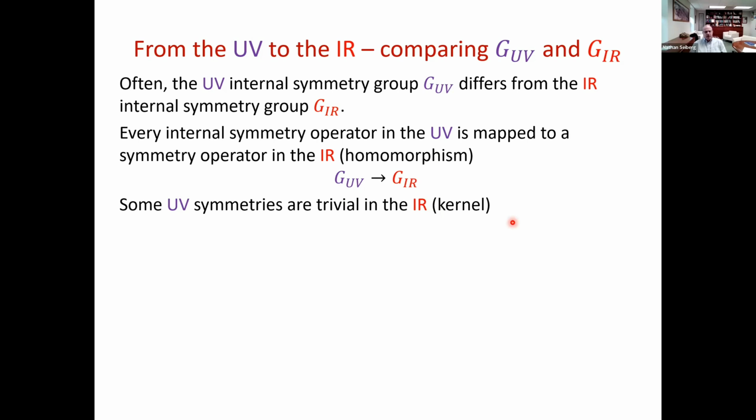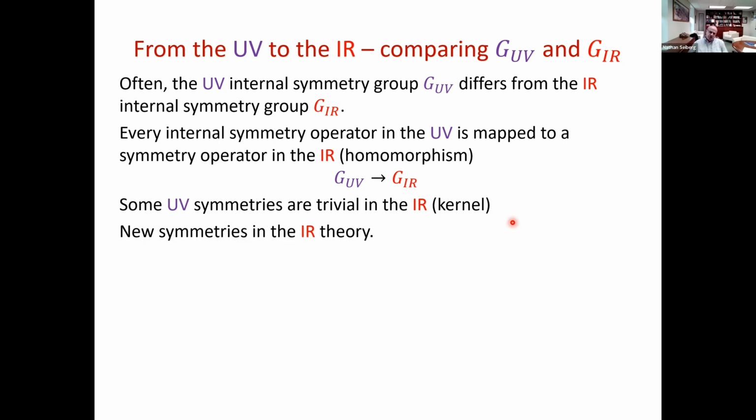For example, imagine we have a system that has a global symmetry U1, which acts only on some massive scalar field. At low energies, we don't see the scalar field, and therefore in the low energy theory, that UV symmetry does not act at all.